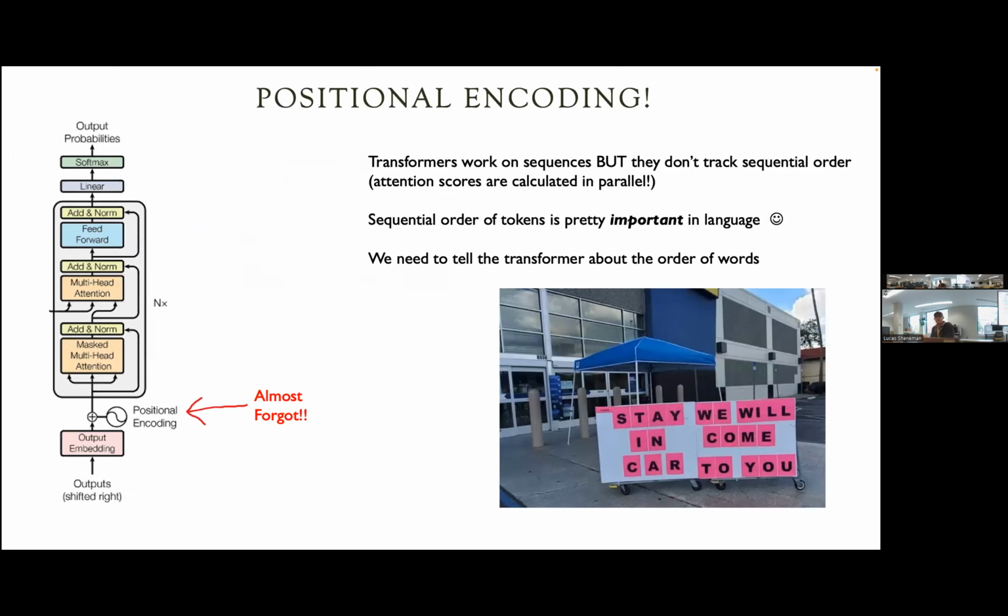But one of the things that I mentioned earlier, but haven't really talked about here, is positional encoding, right? Transformers work on sequences, but they don't keep track of order. And so you have to add that signal of where the tokens are relative to each other to the network. And you do this with positional encoding.